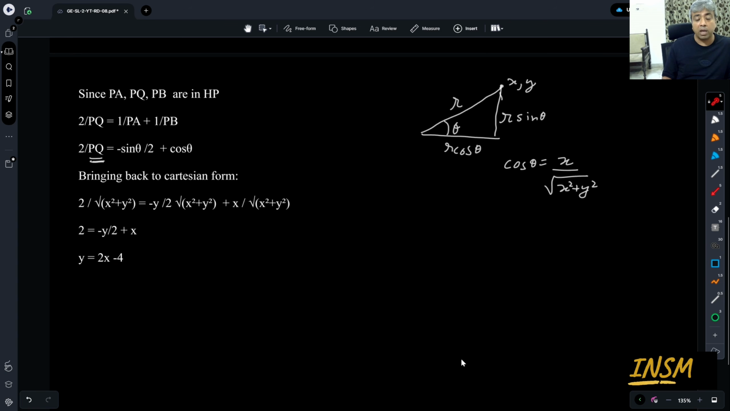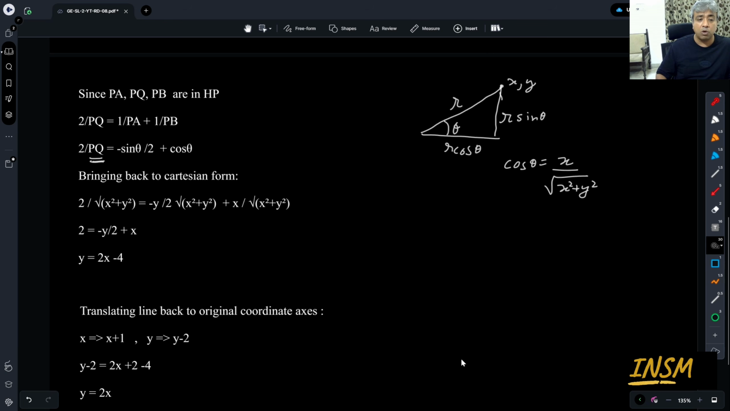You get 2 equals minus y by 2 plus x, which on rearranging gives you y equal to 2x minus 4. Okay. But you have to remember that this equation is with respect to P as origin. So we have to translate this line back with respect to the original coordinate axis.